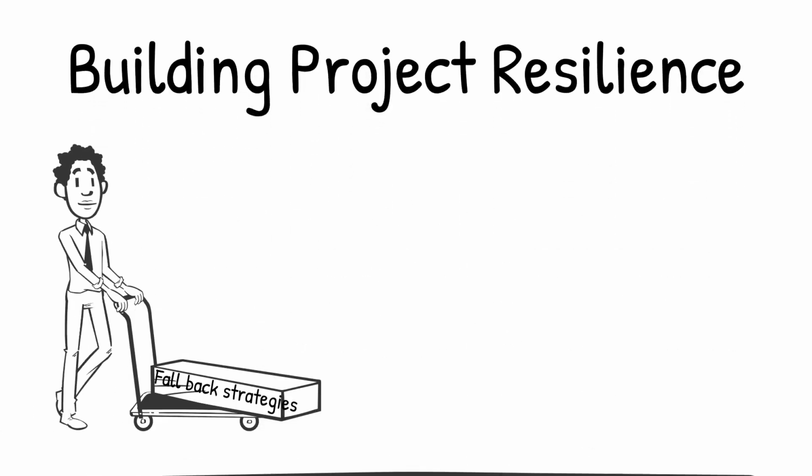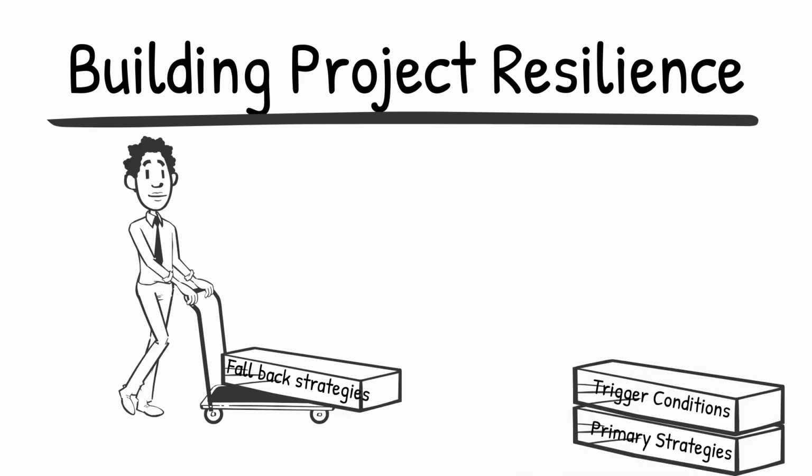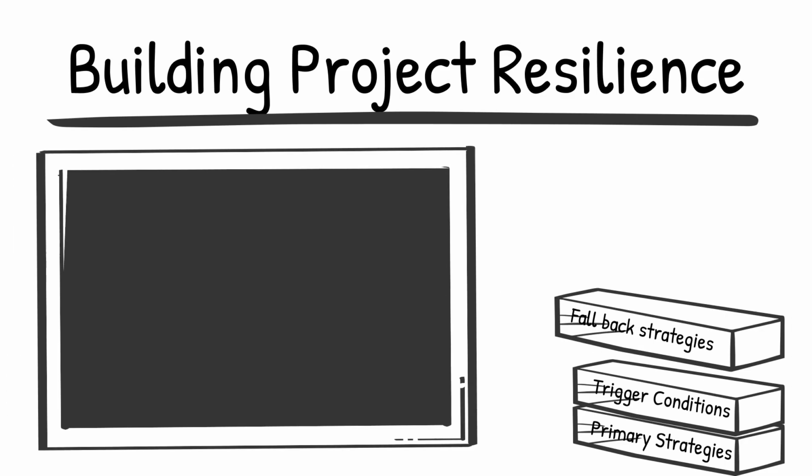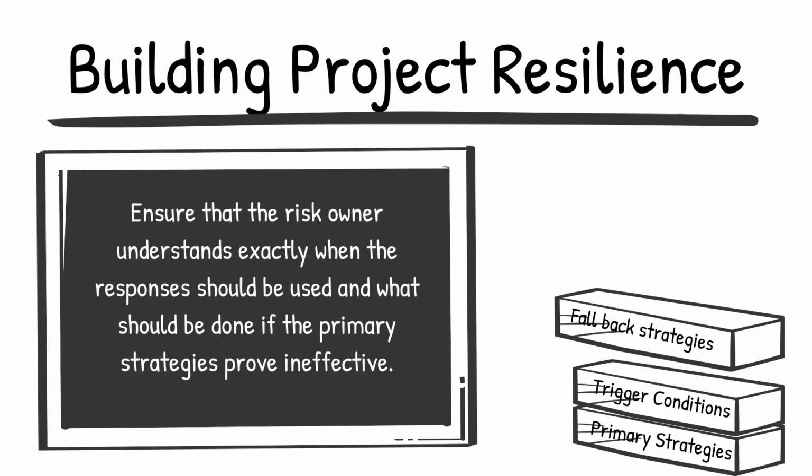Once the optimal risk response was selected, the team was diligent in ensuring that trigger conditions and fallback plans were defined for each selected strategy. These helped to ensure that the risk owner understood exactly when the responses should be used and what should be done if the primary strategies proved ineffective.